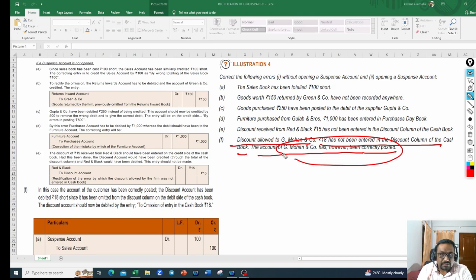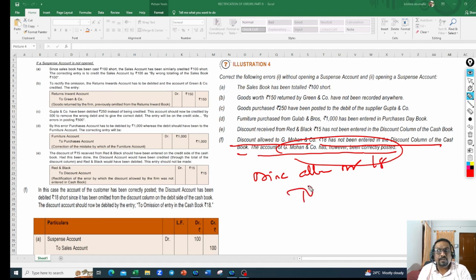Discount allowed. So discount allowed, what am I supposed to do? I am supposed to debit. Discount allowed account debit. Why discount allowed account debit? Discount allowed is an expenditure. So all expenses and losses are supposed to be debited. Hence discount allowed is debited to the extent of 18 rupees.